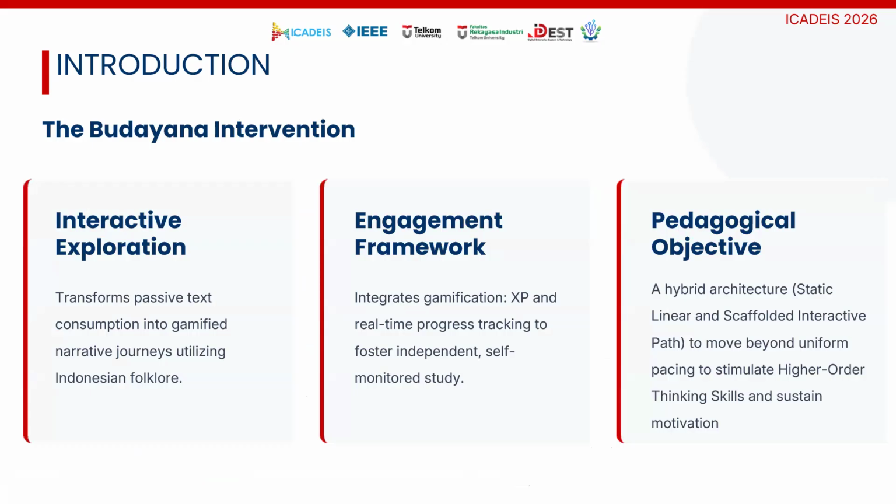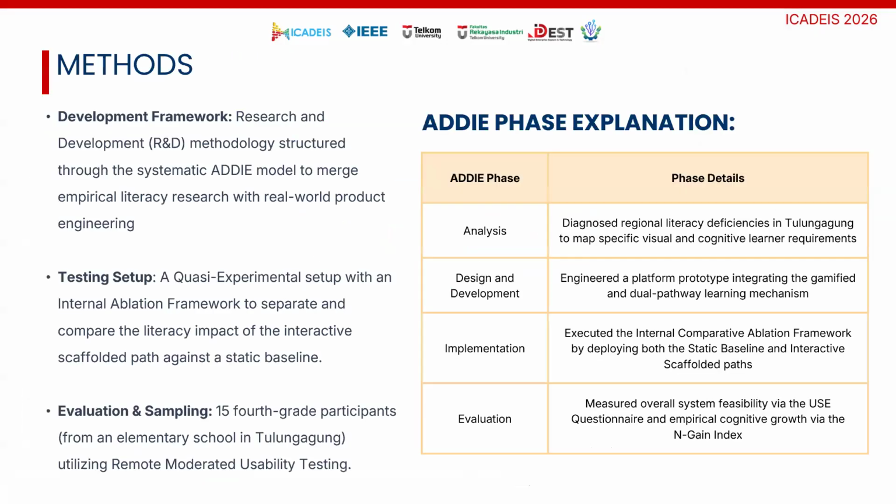Next. So for our methods, for our development framework, we use a research and development methodology structured through the systematic ADDIE model to merge empirical literacy research with real-world product engineering. Our testing setup uses a quasi-experimental design with an internal ablation framework to separate and compare the literacy impact of the interactive scaffold against the static baseline.